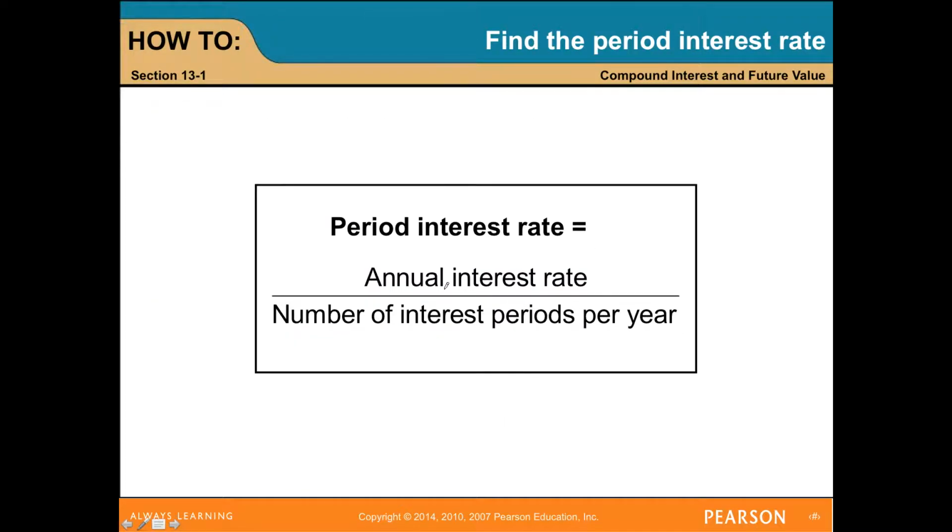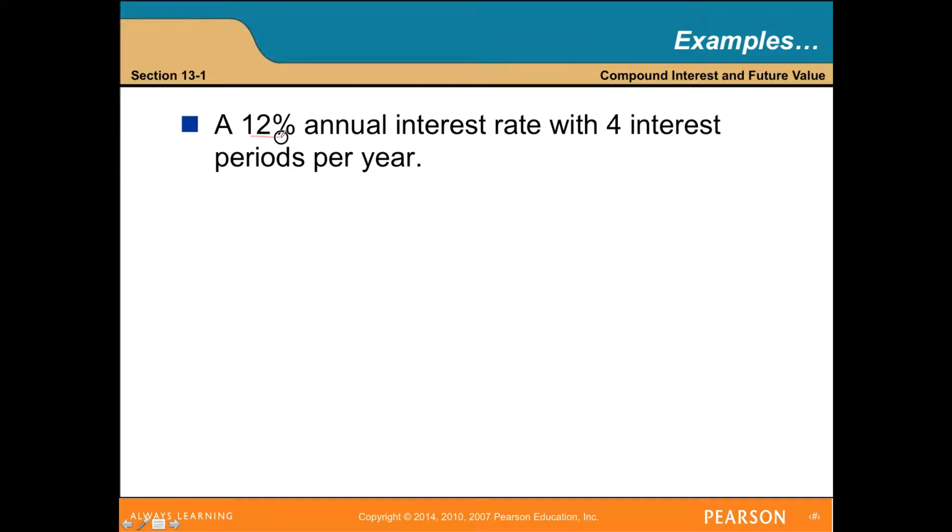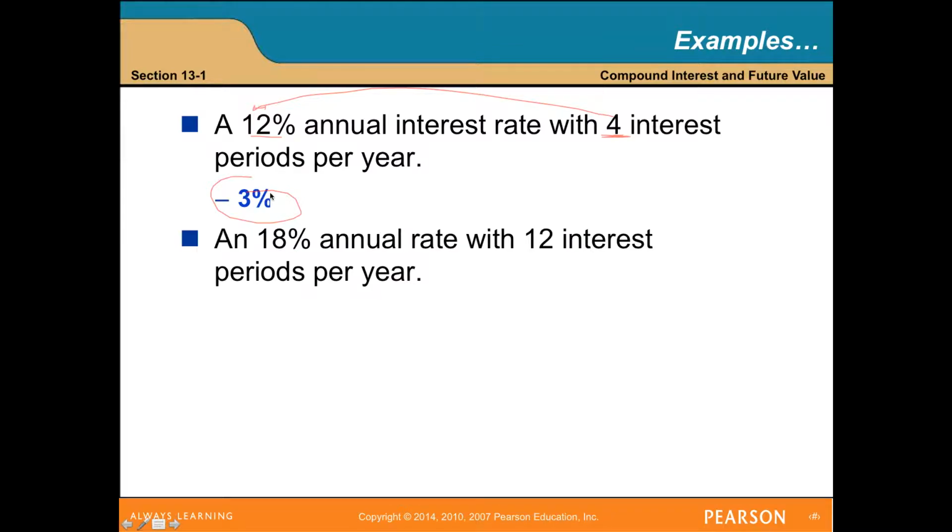So the period interest rate equals the annual interest rate divided by the number of interest periods per year. As an example, a 12% annual interest rate with 4 interest periods per year is a 3% interest rate per period, because all you do is divide 4 into 12 and then you get 3. An 18% annual rate with 12 interest periods per year. So then you're looking at an 18% annual rate, right? And this is telling you 12 interest periods per year. So how many months are there in a year? This many, right? So that's what you divide it by. This is a loan that compounds monthly. And the answer is 1.5%. So you have a 1.5% compounding interest rate per month.